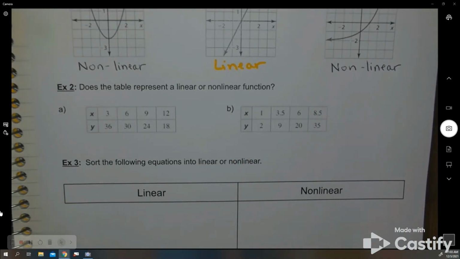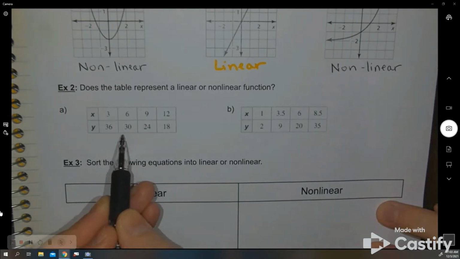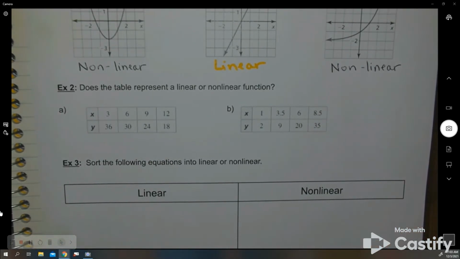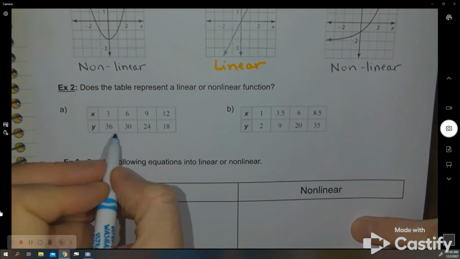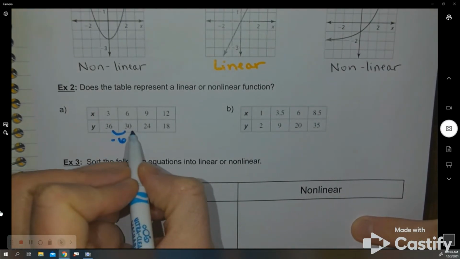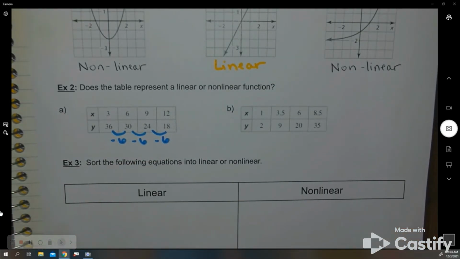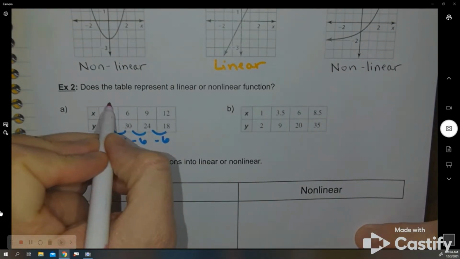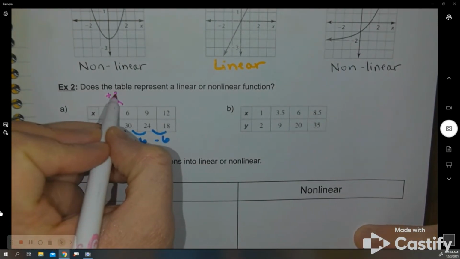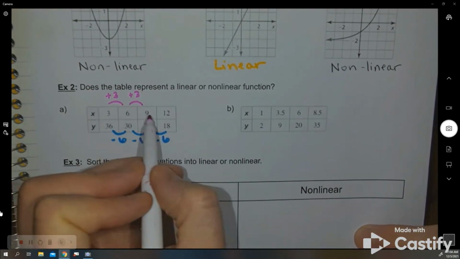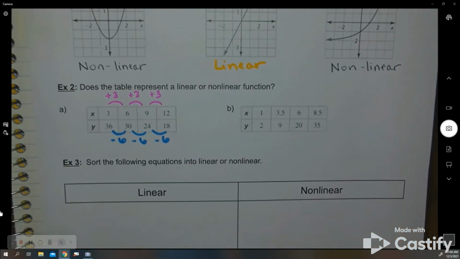Let's also take a look at a table. Whenever I want to know if a table is showing me a constant rate of change, because I don't have the graph to look at, I have to look at how the y values are changing over how the x values are changing. For example, looking at these y values, from 36 to 30, we went down 6. 30 to 24, down 6. 24 to 18, down 6. Now I also have to look at the x values. From 3 to 6 is up 3. 6 to 9 is up 3. 9 to 12 is up 3.